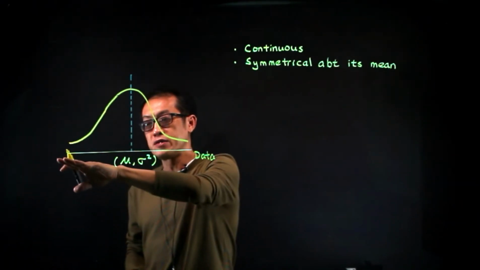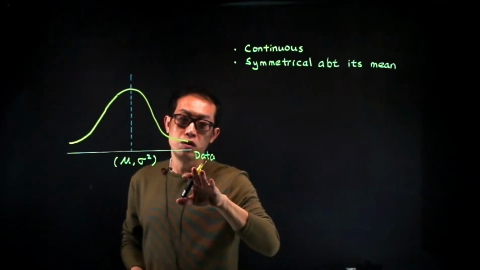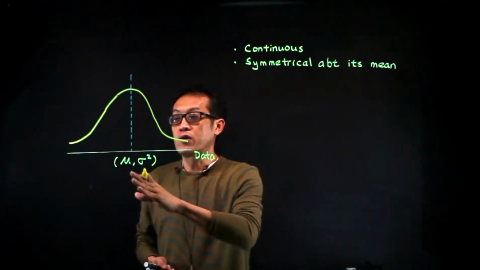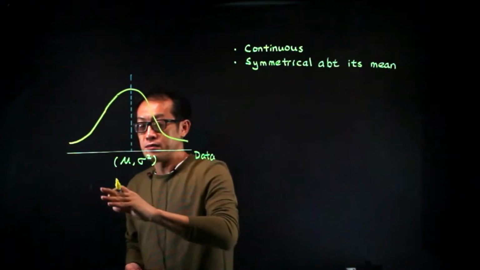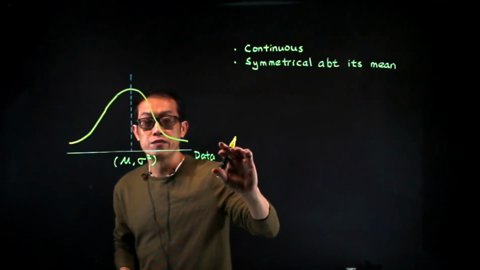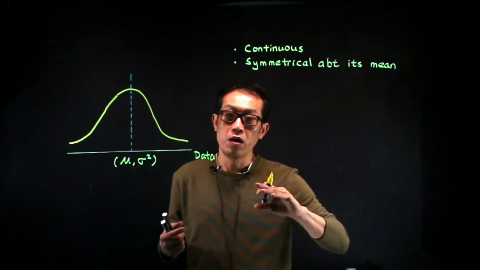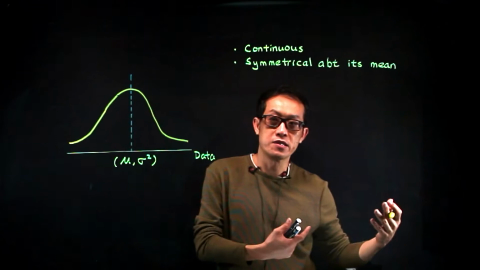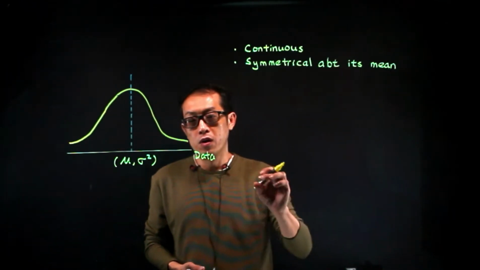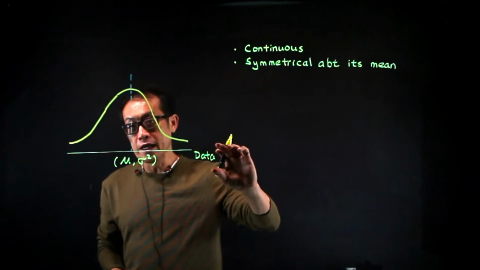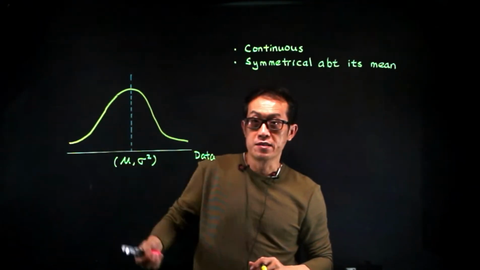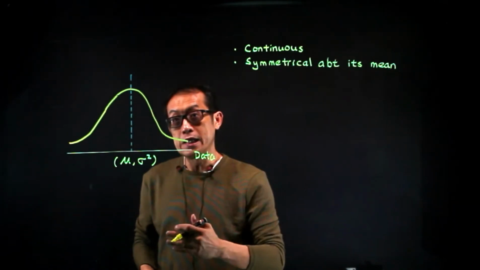So maybe it ranges from 1.5 to 1.95. Of course, you will have even less than that. This represents the data, for example the height of teenagers in Singapore. The x-axis will be the data, which is the height. Now, what is the y-axis? The y-axis is the probability.